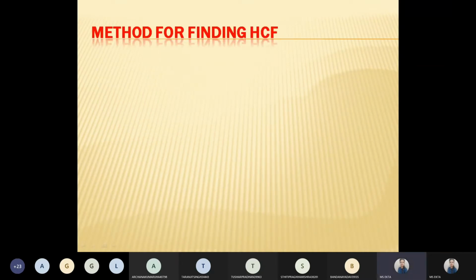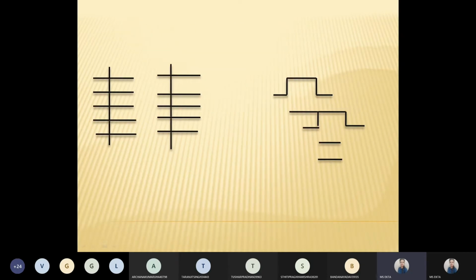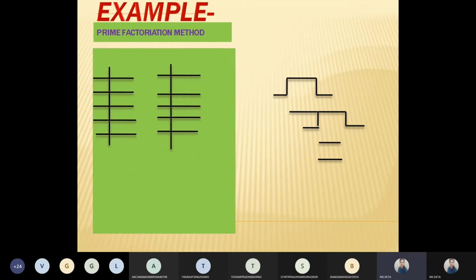Methods for finding HCF. We have two methods to find out HCF. The very first is prime factorization method, and the second one is division method. One by one, we will discuss both. Let's take an example. First, we will solve by prime factorization method. HCF of 72 and 108.